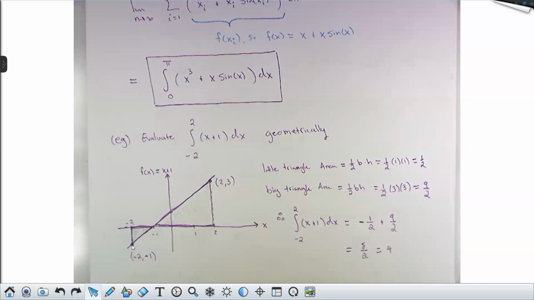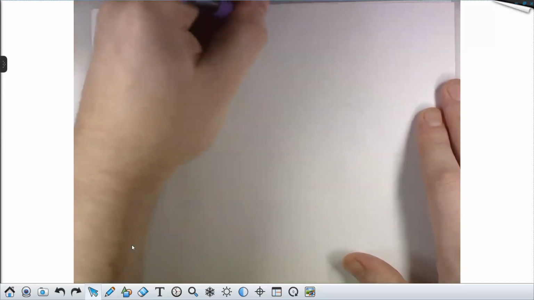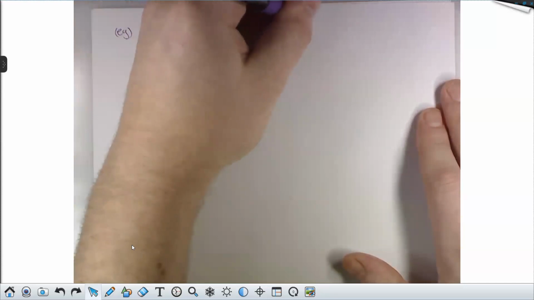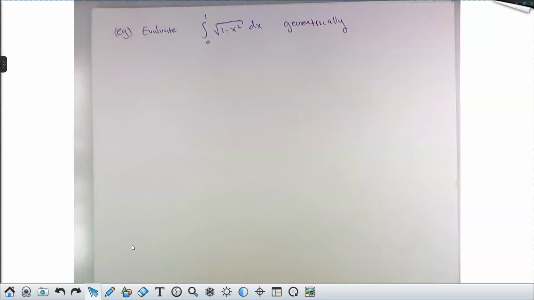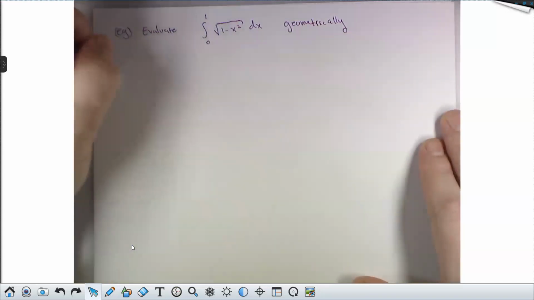Okay, I've got one more of these where we're going to use geometry. I'll ask you to be patient with me. I know we're going a little bit over, but I want to close strong here. Same thing. Evaluate the integral from 0 to 1 of the square root of 1 minus x squared dx geometrically. Again, we begin with the graph.